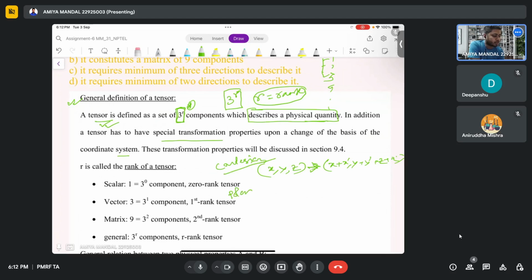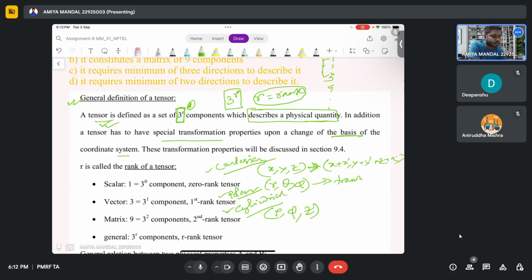Polar coordinate, there is also cylindrical coordinate. Okay. In polar coordinates, you will see r, theta, phi, and their transformation. In cylindrical coordinate, you also see rho, phi, and z, and their transformation.